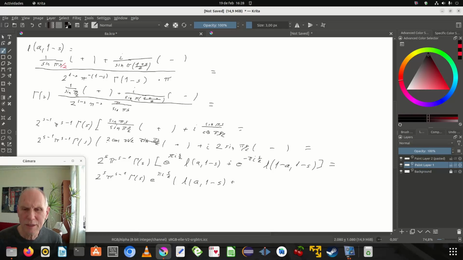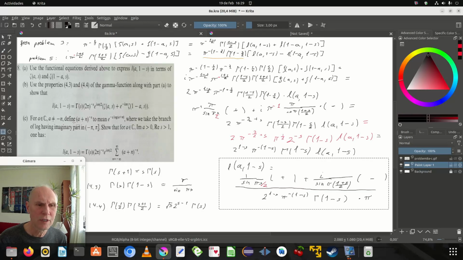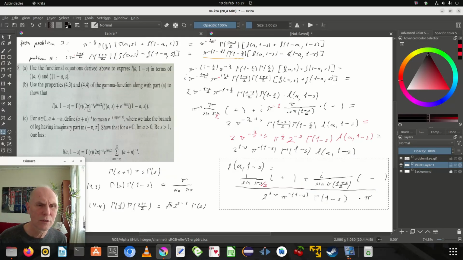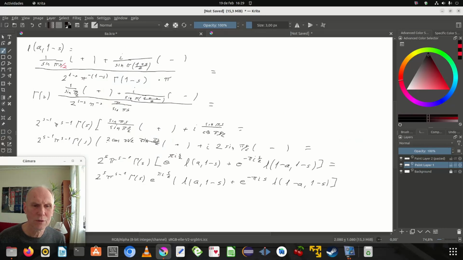Oh, there's an I missing, isn't there? No, it's all taken care of. All right, and I don't have what I need to compare with on the same page. It seems that 2 pi minus S, I get pi to S minus 1, and 2 to S, so there's something wrong with these powers.